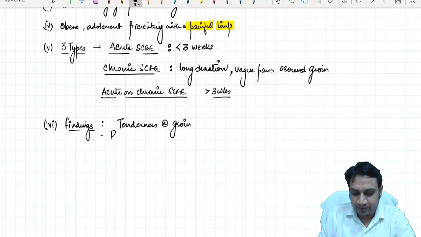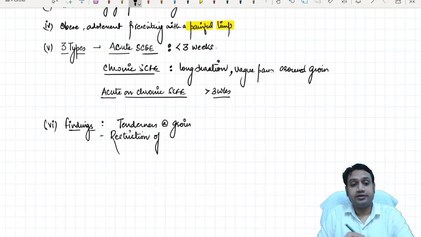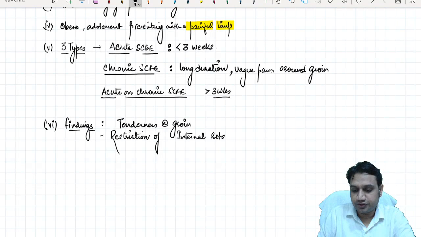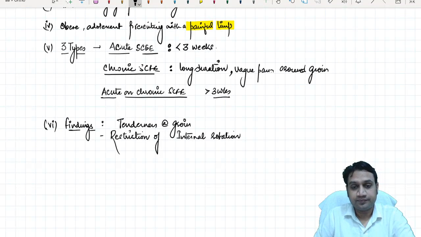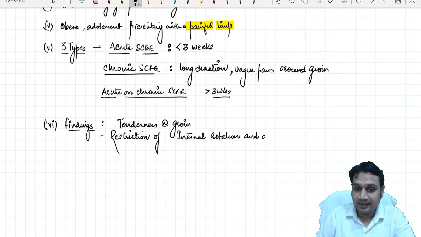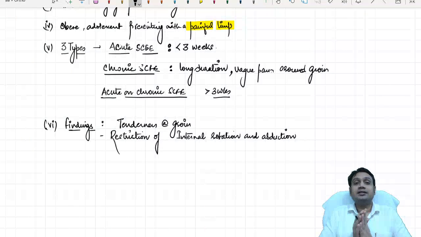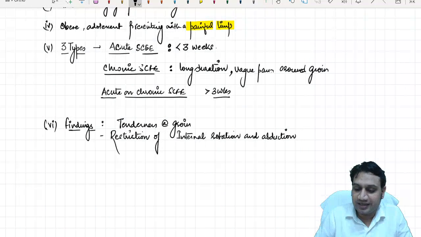The important point, because of this slip, what is happening? There is restriction of internal rotation and abduction, right? So there would be a painful limb, that is what you call antalgic limb. Second, the restriction of the internal rotation and abduction.